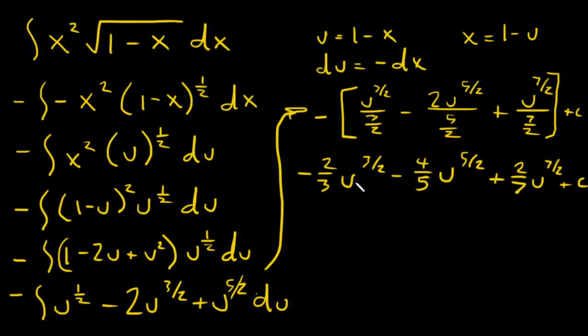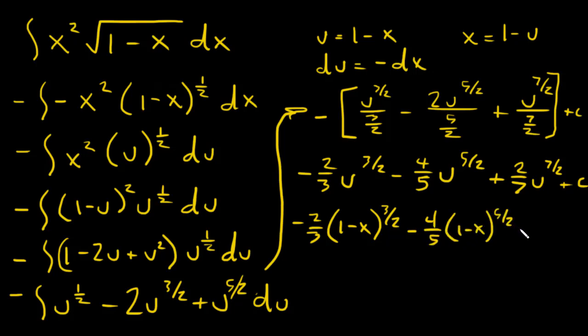And now that I've finished, I can substitute back my x expression. This becomes negative 2/3 times 1 minus x to the 3/2 minus 4/5 times 1 minus x to the 5/2 plus 2 over 7 times 1 minus x to the 7/2 plus c. And that's the final answer right there.